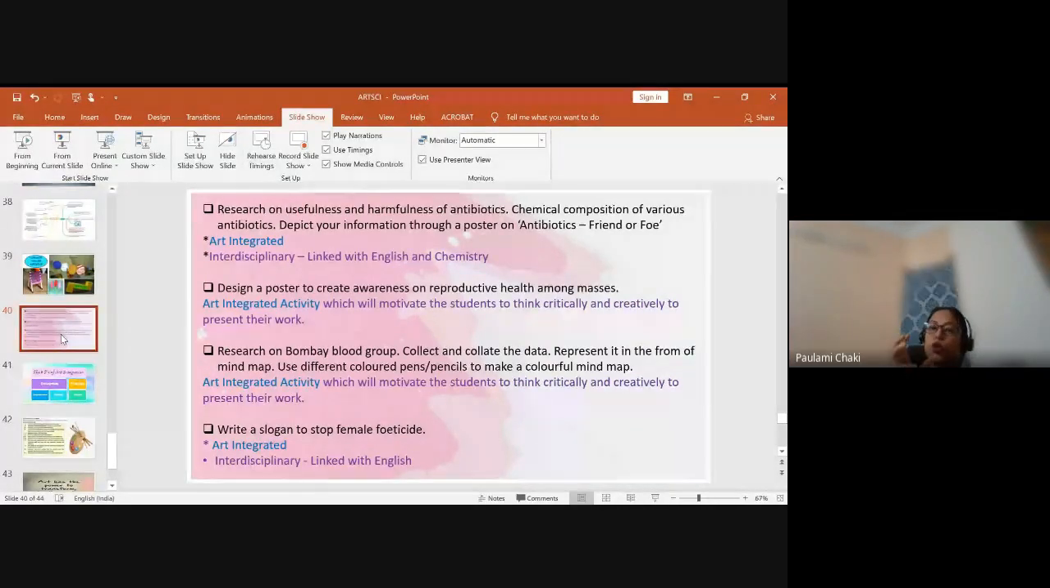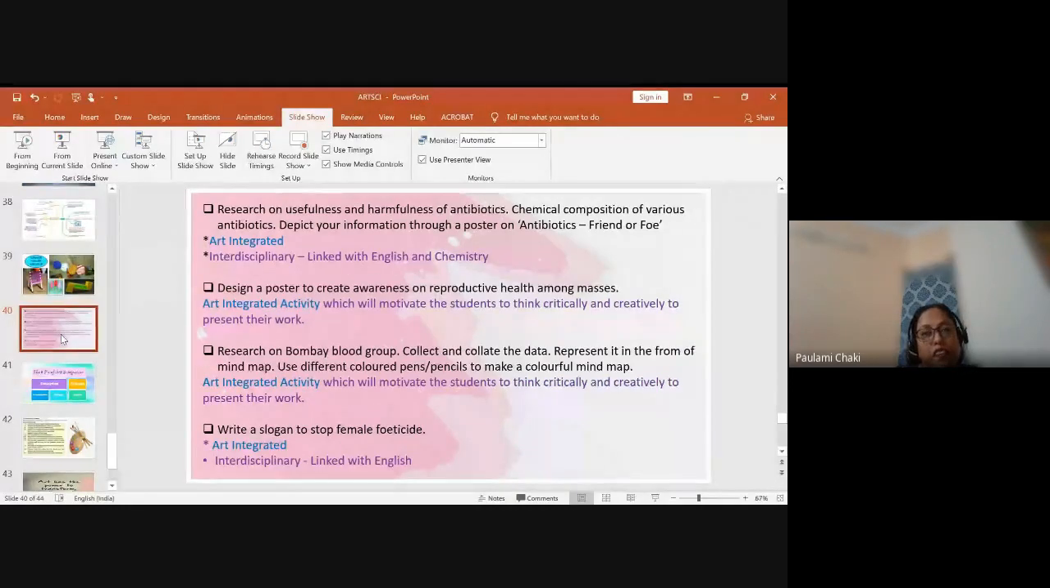There is a blood group topic we are teaching them in grade 10. Okay, AB blood group. So there you can give them one project like research on Bombay blood group. Collect and collate the data, represent it in the form of a mind map. Use different colored pens, pencils to make the colorful mind map. Art integrated again, but with that they are learning to collect the data, to collate it, to organize it properly. So they are learning so many different life skills here.